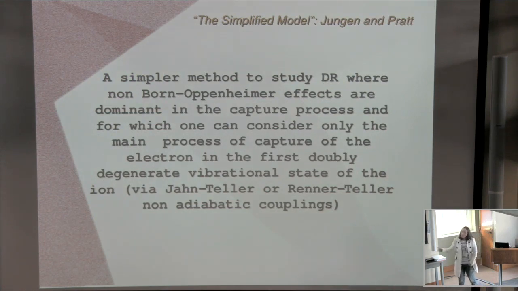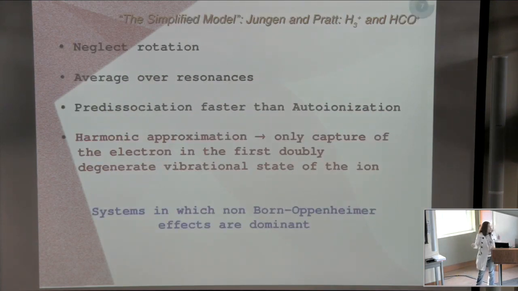As Dr. Newman already said, using these three approximations, they developed an even simpler model to describe DR that would include mainly the main non-adiabatic couplings: for diatomic molecules it would be the Jahn-Teller effect for linear molecules, and for HCO plus it would be the Renner-Teller effect. They also added another simplification, the harmonic approximation, in which the molecule would be kept mainly between the ground and the first excited state of the ion, with populations going only into small vibrations away from the configuration. And this simpler method has been proven to work very well for systems in which non-Born-Oppenheimer effects are dominant.